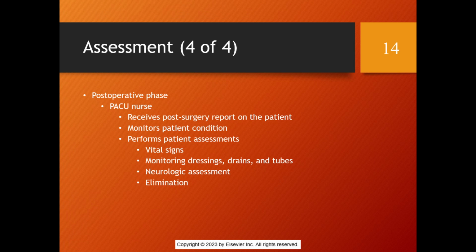This involves evaluating the patient's level of consciousness, orientation, and responsiveness, as well as their motor and sensory function. Any changes in these areas could signal a potential neurological issue that needs immediate attention. Finally, the POCU nurse monitors the patient's elimination status. This includes assessing the patient's urinary and bowel function, as anesthesia and surgery can often impact these systems.